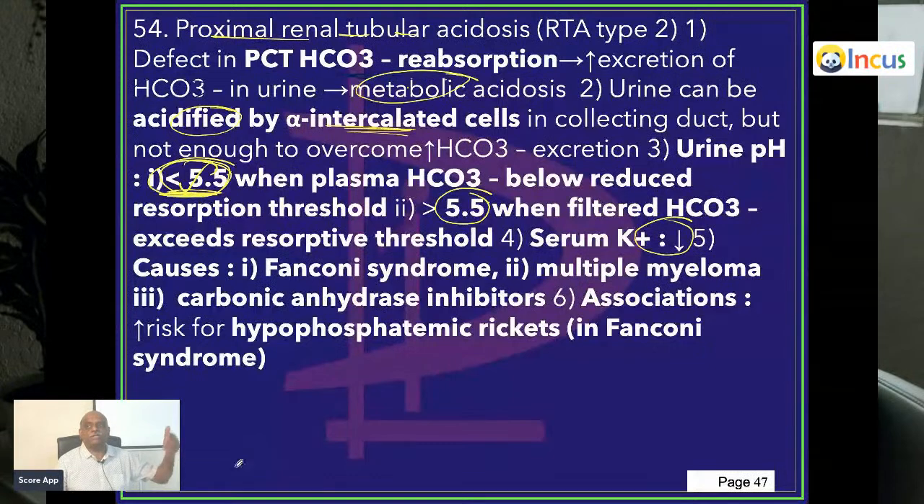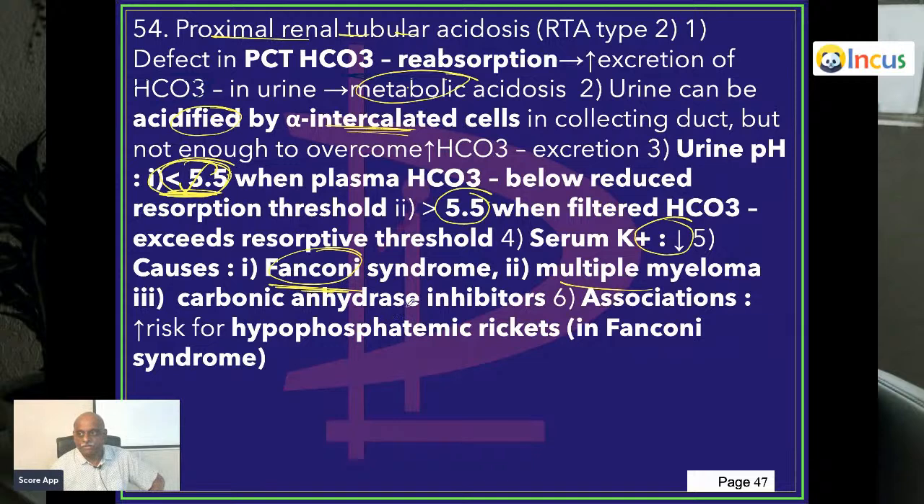Then what are the causes of proximal RTA? Fanconi syndrome. In Fanconi syndrome, you have proximal tubular dysfunction, aminoaciduria, bicarbonaturia, all these things are there, no? So Fanconi syndrome, proximal renal tubule.